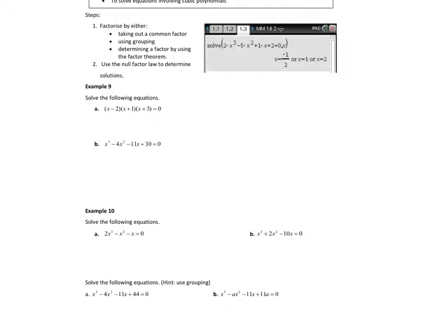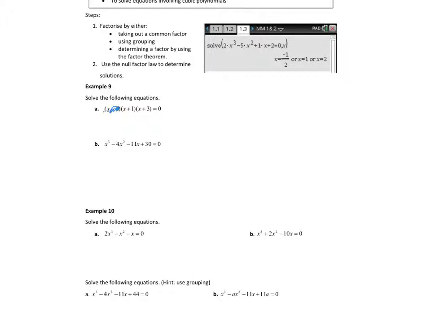Okay, so the key to solving any equations really is to try and make use of our null factor law. So it's really the same principle as with our quadratics. I guess with our quadratics, we might have had something like (x + 1)(x + 3) = 0. So we know x is equal to -1, -3.